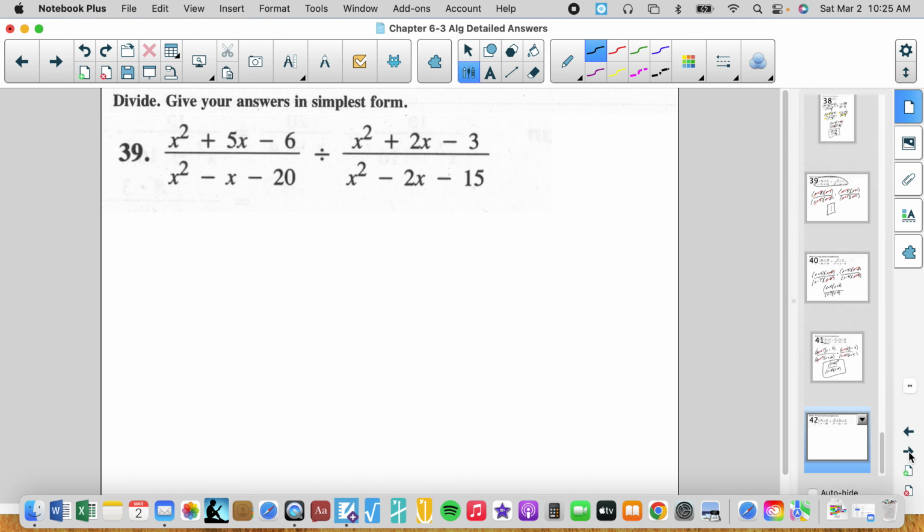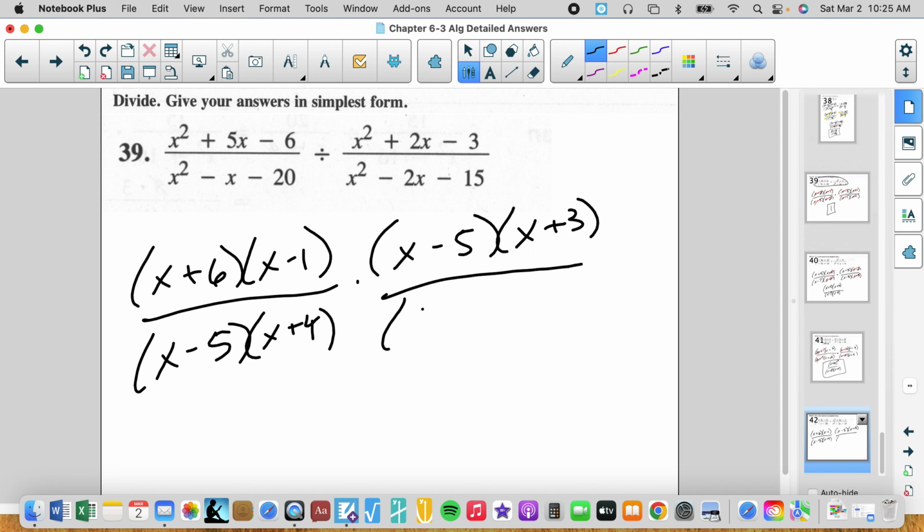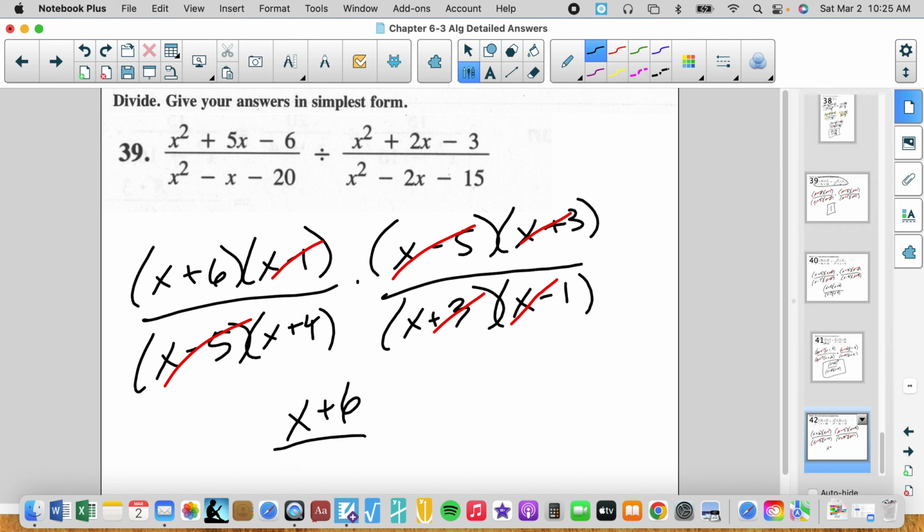Nope, not our last one. This is our last one. So we're going to do this pretty fast. Plus 6, x minus 1. We have x minus 5, x plus 4 times x minus 5, x plus 3. And we have x plus 3, x minus 1. X plus 3's cancel, minus 1's cancel, minus 5 cancels, and that leaves us with x plus 6 over x plus 4.